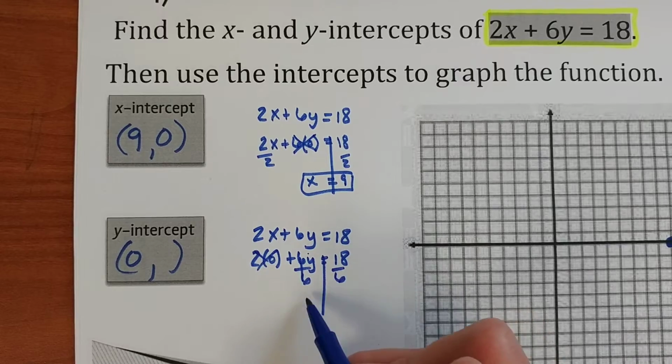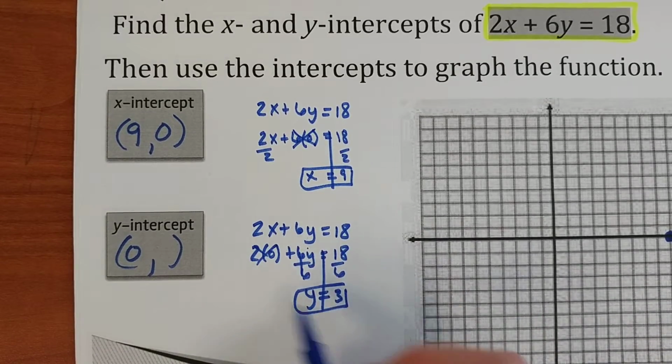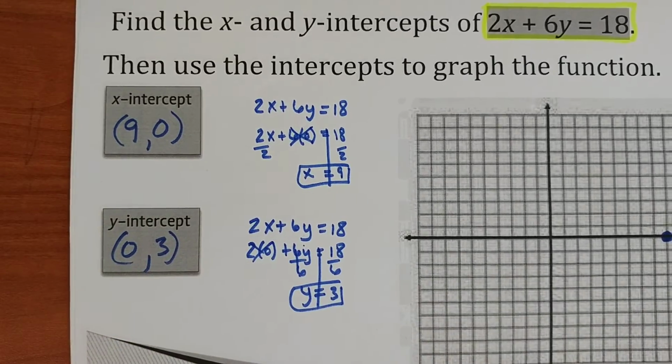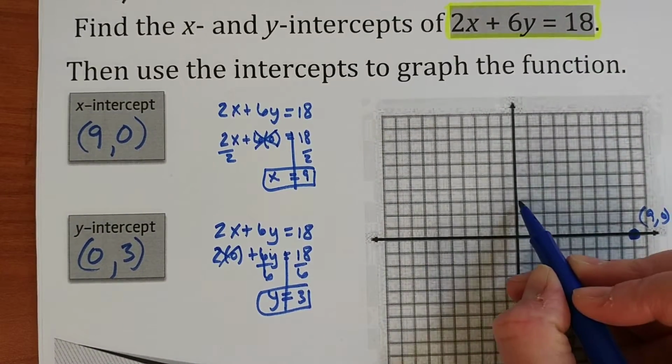That's kind of a quick trick to doing this. So when x is 0, y is 3. So the y-intercept is at 0, 3. So again, 0 right or left, and all the way up 3.